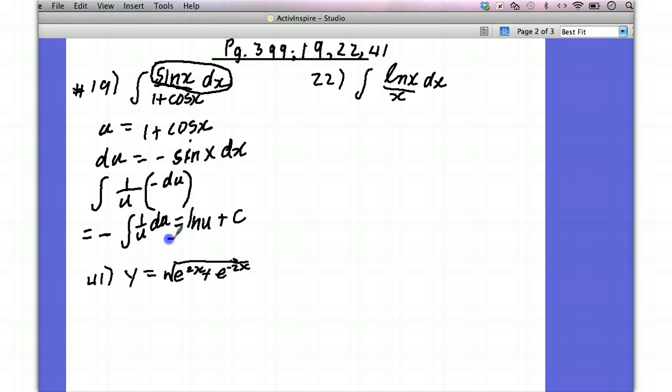Final answer here would be natural log of 1 plus cosine x plus a constant. Okay, you see the bookkeeping, keeping this in absolute value symbol for obvious reasons. All right, this one here, 22, I think I gave you that one.